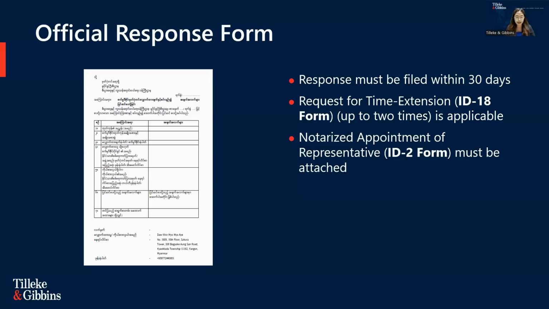An extension can be requested with the official form, which we call the request for time extension, which is the ID80 form, and we can apply for it up to 2 times. And whenever we reply to the IPD, we have to attach the notarized appointment of representative so that we can prove that we have the authority to apply on behalf of the applicant.